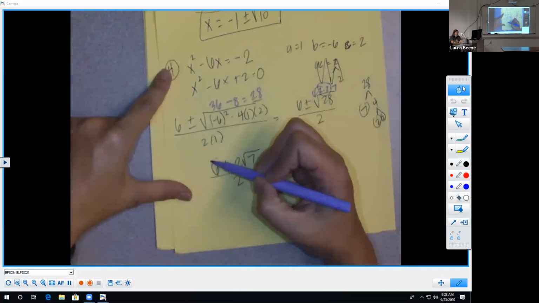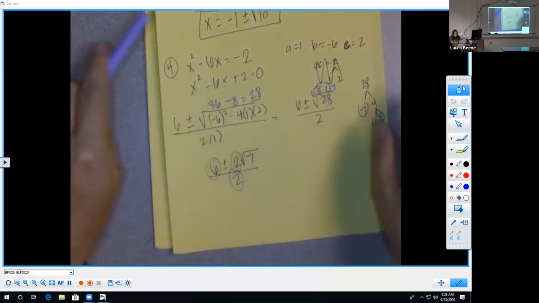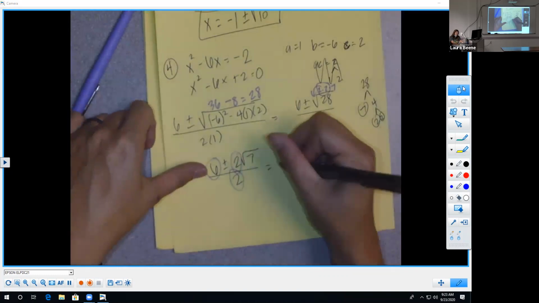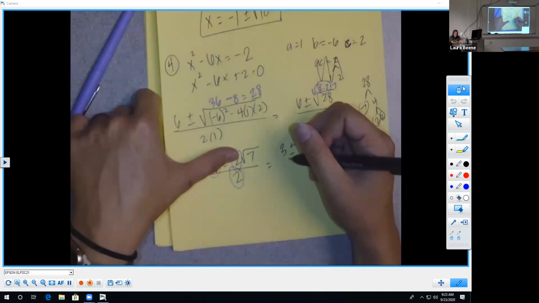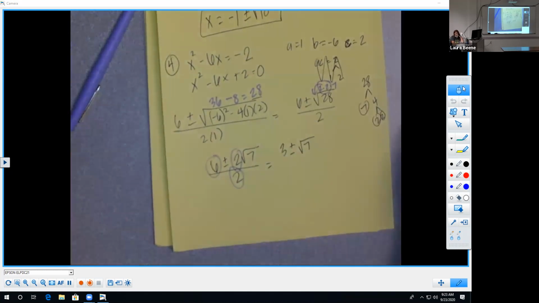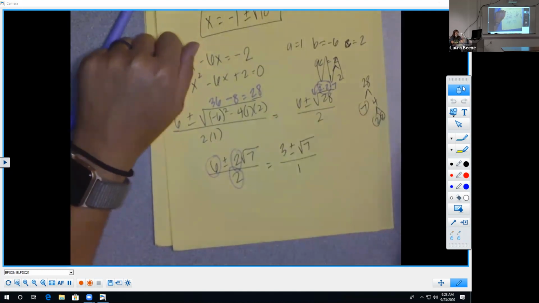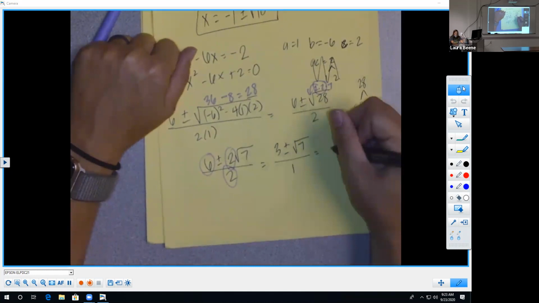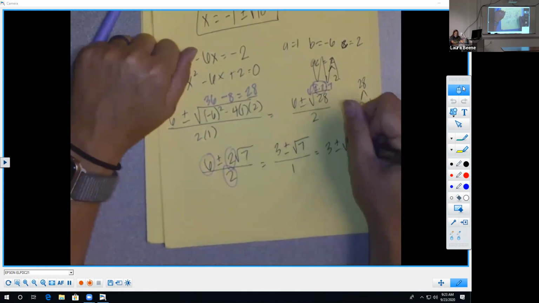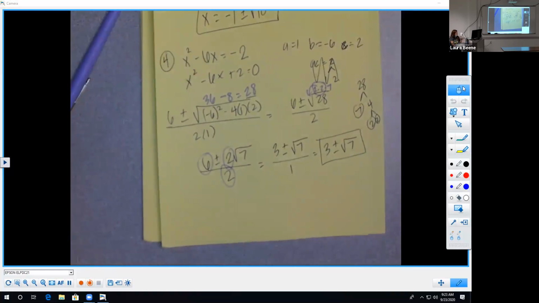The 3 numbers on the outside, do they all divide by something? Yeah, they all divide by 2. What's 6 divided by 2? 3. Plus or minus 2 divided by 2 is 1. So it's just the square root of 7, divided by, what's 2 divided by 2? 1. Do you really need to put it divided by 1? No, so your answer is just 3 plus or minus the square root of 7. Questions about that one?